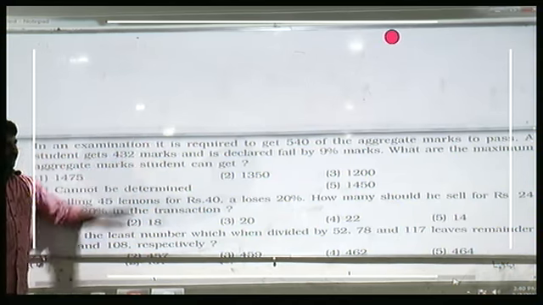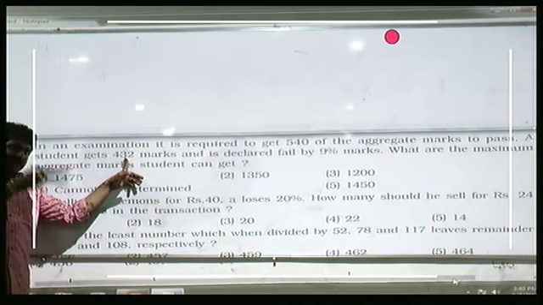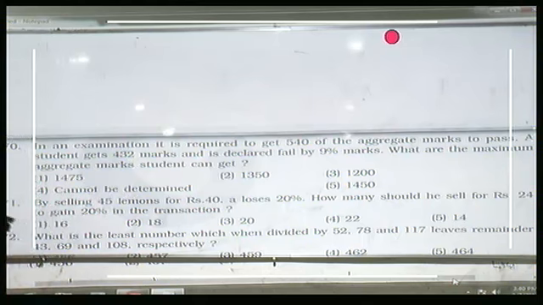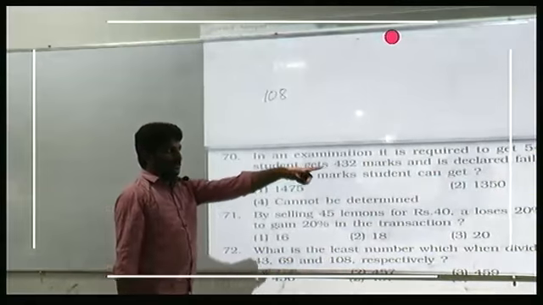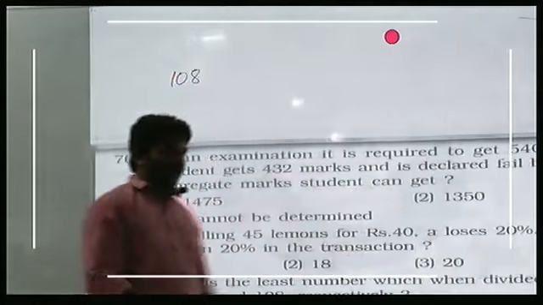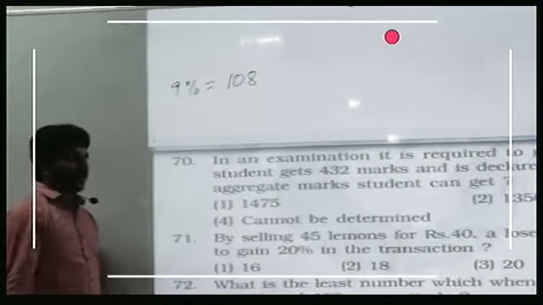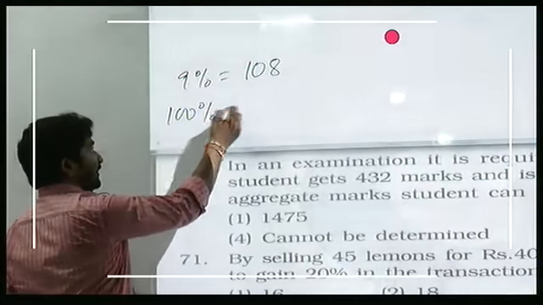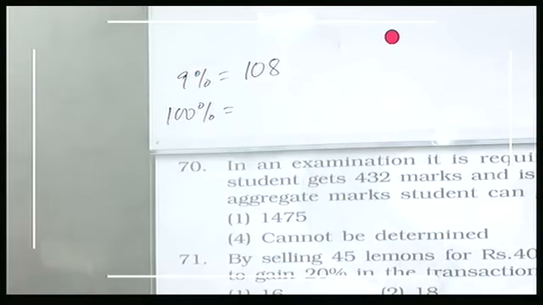It is required to get 540 of the aggregate to pass. The student gets 432. He got fewer marks, so he will fail. By how many marks? 108 marks. He got 108 marks less than the pass mark, which is declared failed by 9% marks. So 9% is equal to 108. You're asked about the maximum aggregate marks a student can get, which is 100%. 9 twelve times, 100 twelve times, 1200.